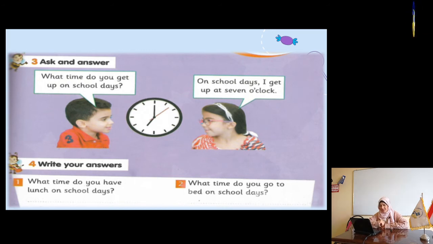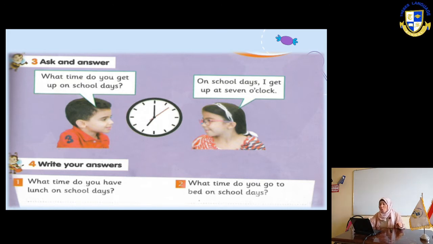Write your answers. Here, exercise number 4. Number 1, what time do you have lunch on school days? At 2 o'clock. Write the answer at 2 o'clock. 2 o'clock, short arm on number 2. Long arm o'clock means long arm on number 12.